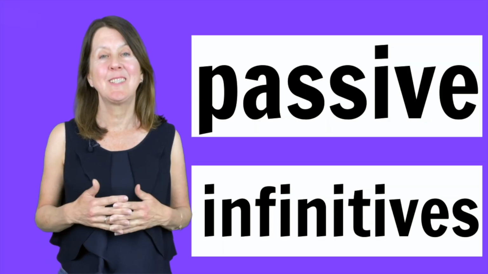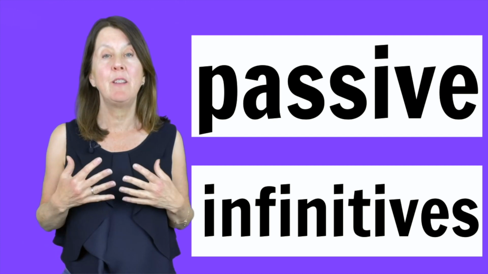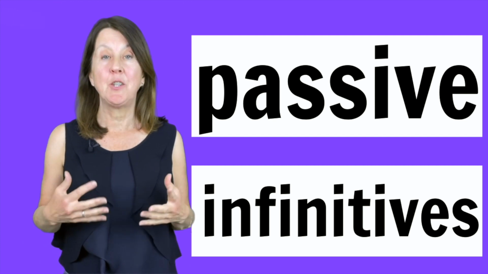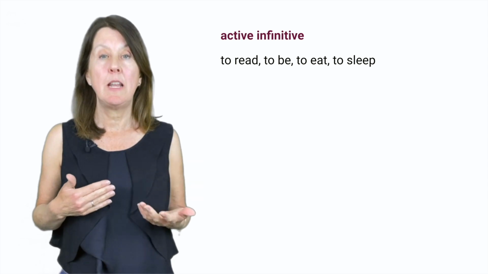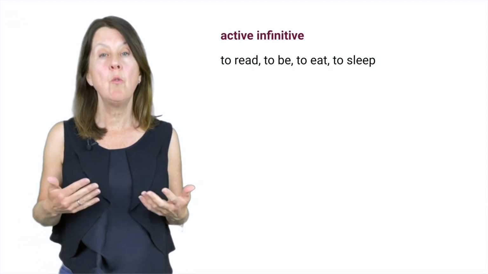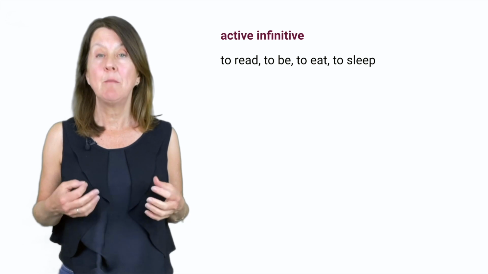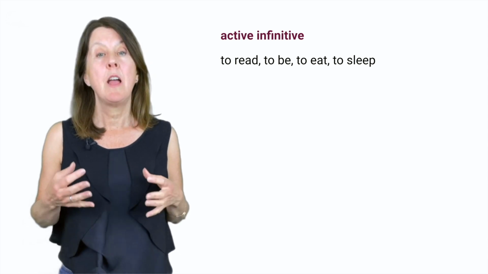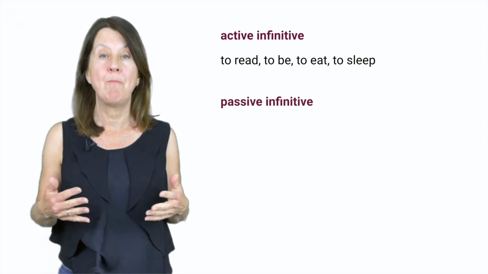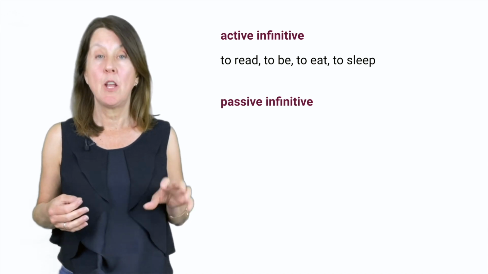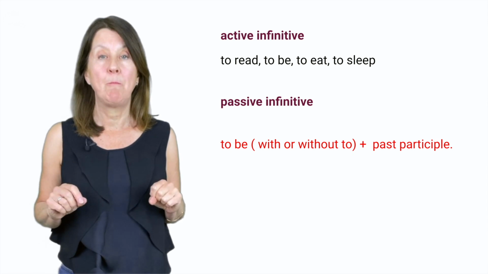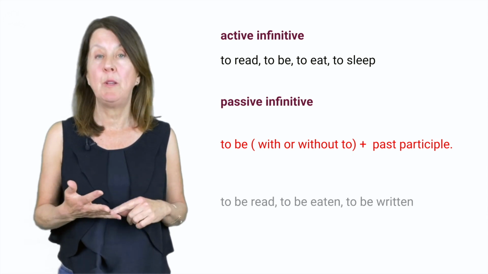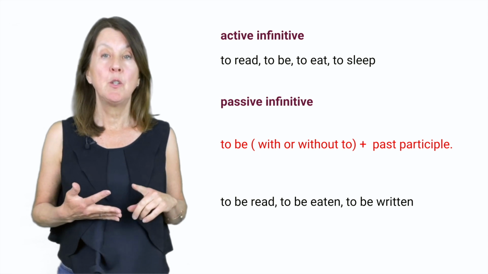Hi, in today's lesson we're learning about passive infinitives. In English, most verbs have an active infinitive form: to read, to be, to eat, to sleep. They can be with or without to. And most verbs also have a passive infinitive form. A passive infinitive is to be, with or without to, plus the past participle. So for example, to be read, to be eaten, to be written.